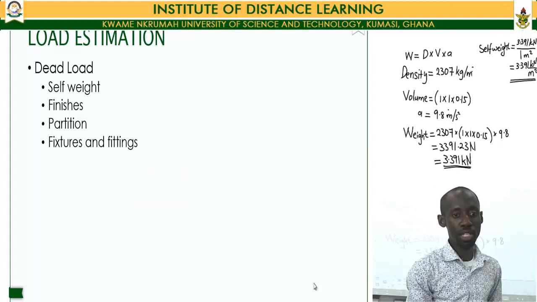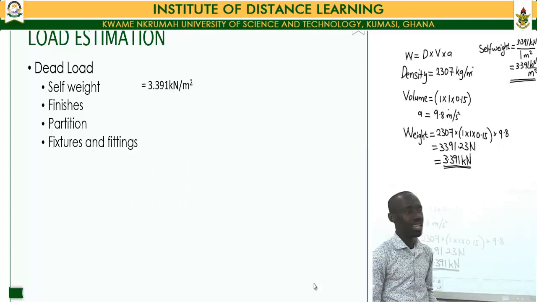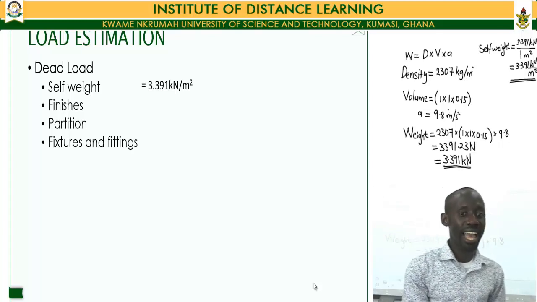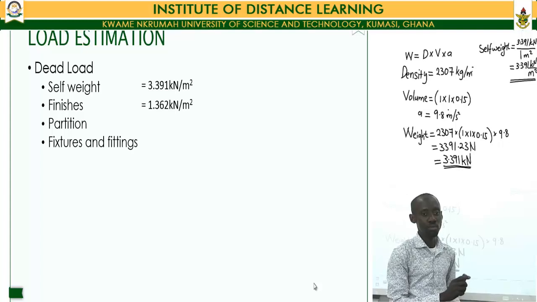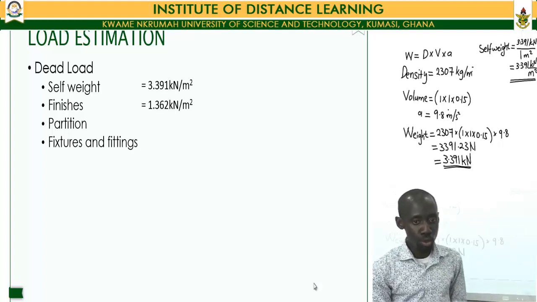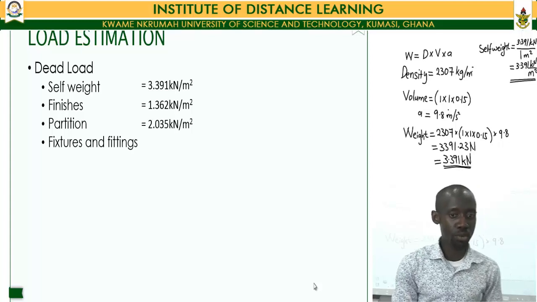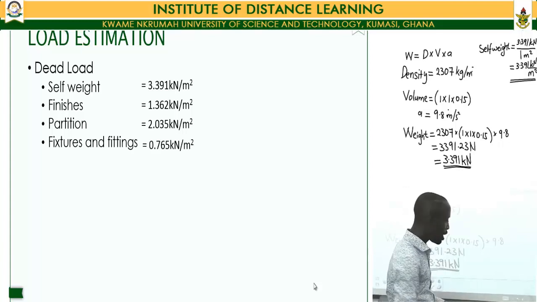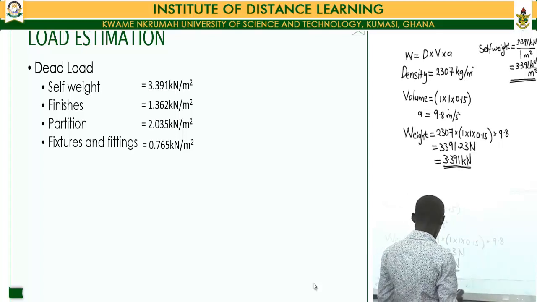So then if we take our self weight of the floor slab, we have it as 3.391 kilonewtons per meter squared. Now the same procedure is used to determine the weight of our finishes, our partitions, and our fixtures and fittings. So then for our finishes, having gone through the same thing, we realize that one to be 1.362 kilonewtons per meter squared. The partition was 2.035 kilonewtons per meter squared. And for our fixtures and fittings, that gave us a load value of 0.765 kilonewtons per meter squared.